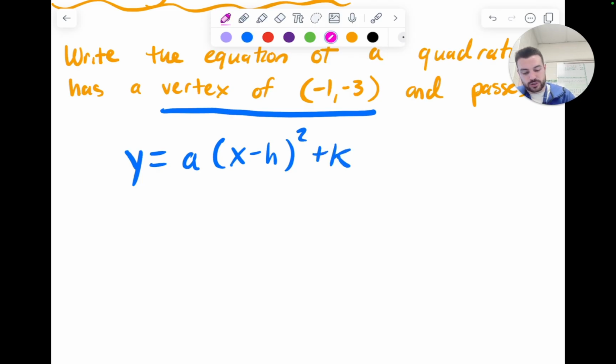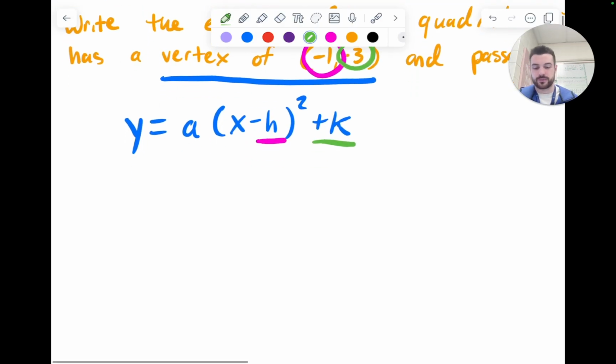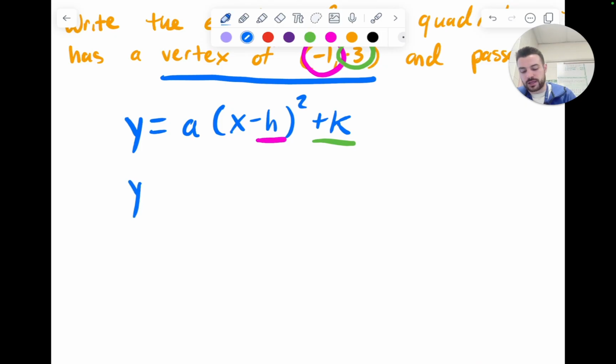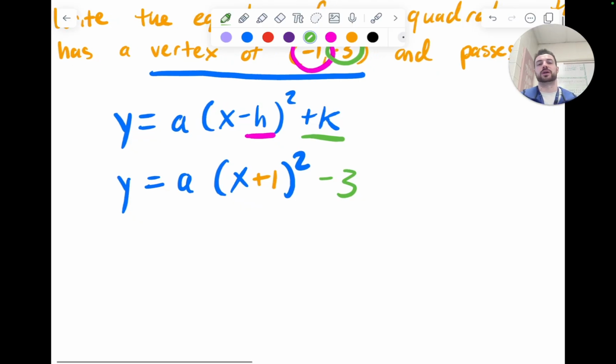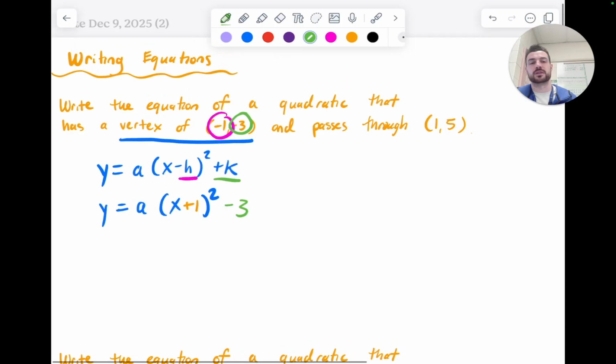where h is our x value and k is our y value. So if I just plug these in, we get y equals a times x minus a -1, which is going to turn to a +1. And then we will have -3 at the end. Now, we're actually almost done. We have everything we need except for our a value, and that's when this extra point comes into play.